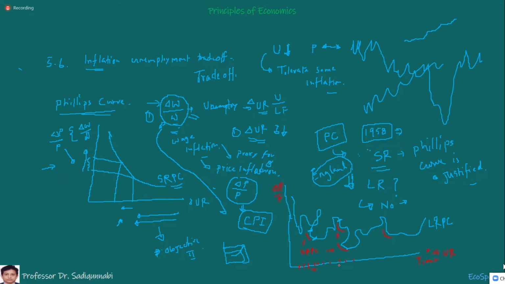Suppose it is 2000, suppose this is 2001 and this is 2000. So in between them, there is a short-run Phillips curve. Maybe here short-run Phillips curve. Other places, no short-run Phillips curve. Maybe here short-run Phillips curve. So Phillips curve is not justified in the long run. Okay. Phillips curve is not justified in the long run.